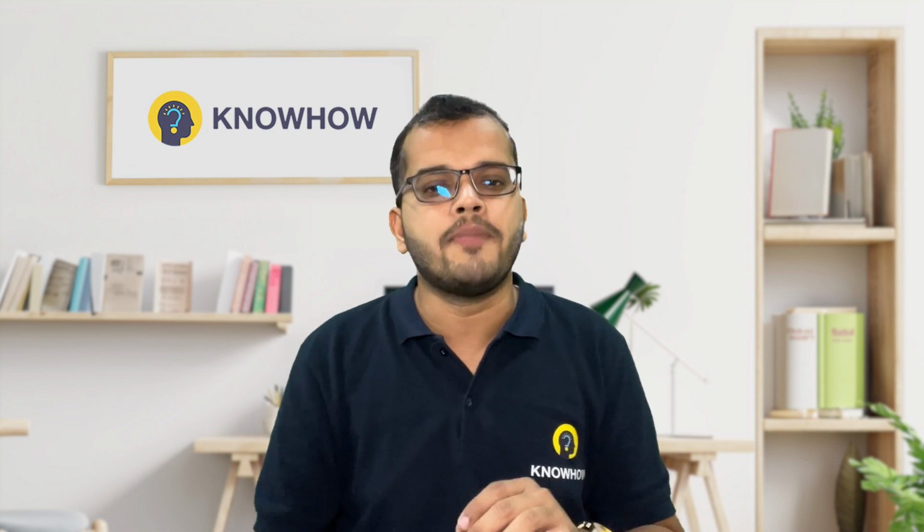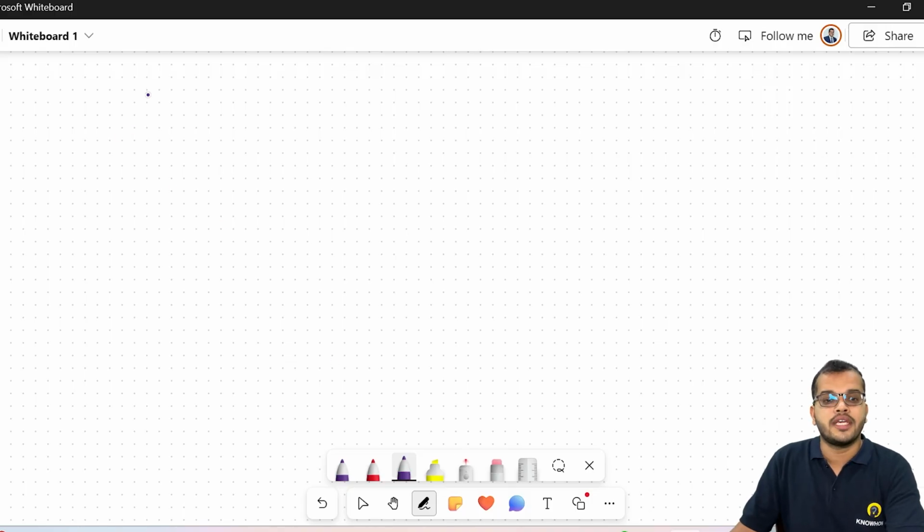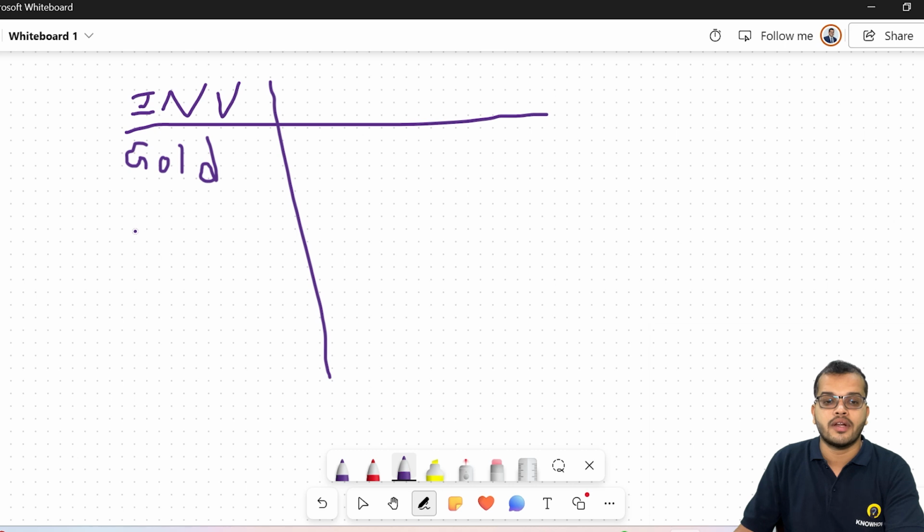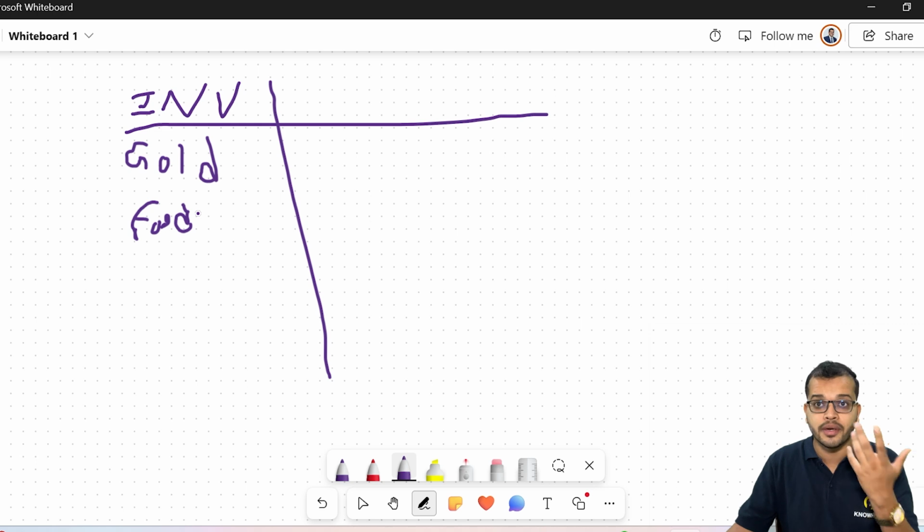So in the same way, let's consider here something called a type of investment. In this type of investment, let us consider there are three types of investments that we have. One we have is gold. Another one is something called a food business. Many people know, or it is trending nowadays, that food is becoming trendy.